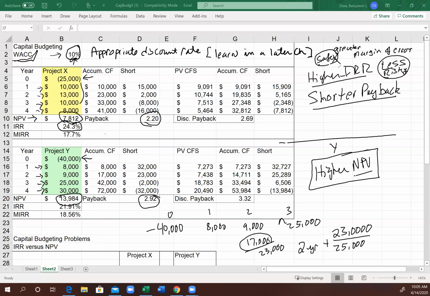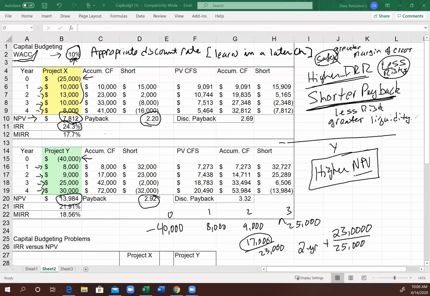From uncertainty, because it has the higher IRR. Okay. The shorter payback period also means it's less risky. So both of these are indicating factors of risk. The shorter payback is usually also associated with greater liquidity. So now it's a little bit tougher to choose between X and Y because they both have their advantages.